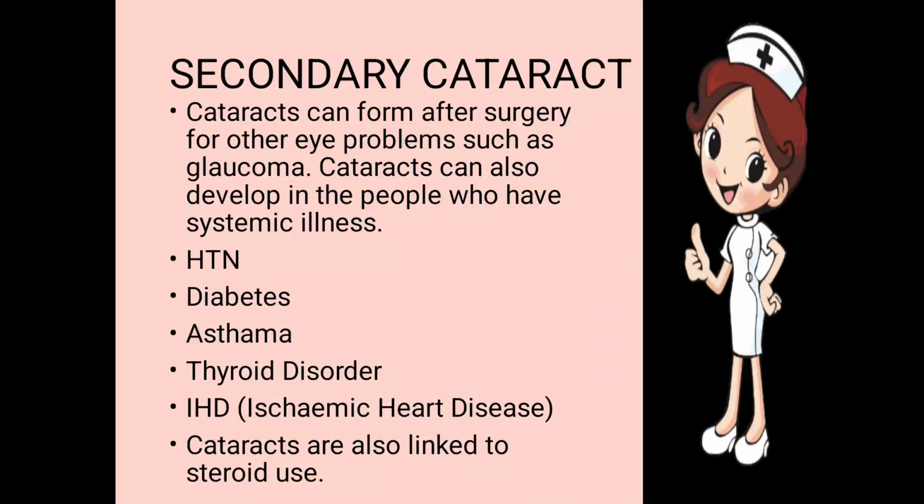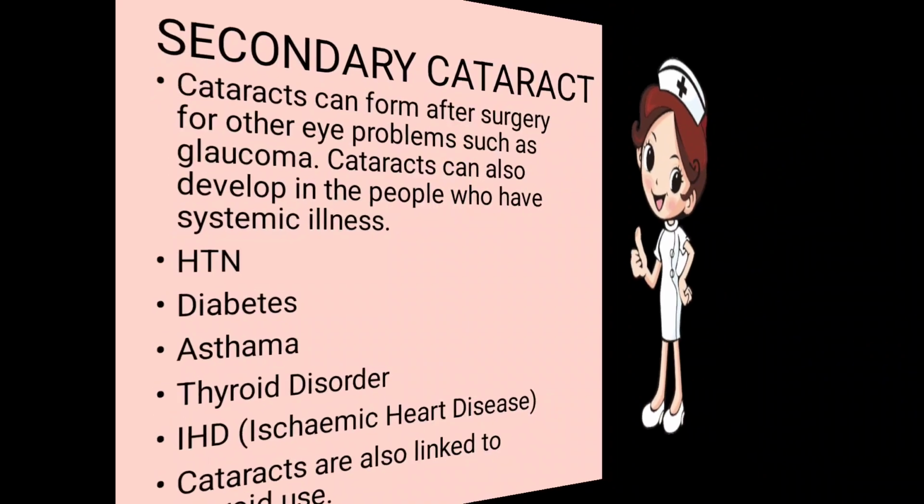Cataracts can also develop in people who have systemic illness. Early cataracts develop in people who have different types of systemic illness. For example, first one is hypertension, which means high blood pressure. Next one is diabetes. Next one is asthma. Fourth one is thyroid disorder. Next one is ischemic heart disease. Okay, so cataracts are also linked to steroid use. As these diseases take place, the patient takes medicines. Sometimes the side effects of the medicines also take place, due to which the cataract develops early.